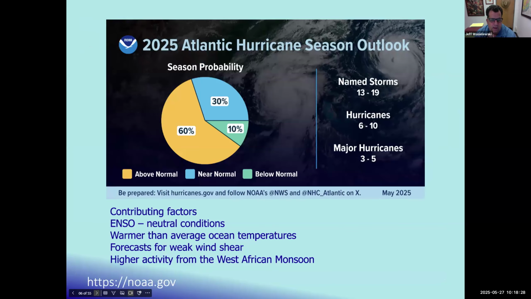So 2025, and we get this every year, we get the Atlantic hurricane season outlook, and it's never very good, is it? So named storms up to 19, hurricanes up to 10, major hurricanes 3 to 5. That does not sound good.